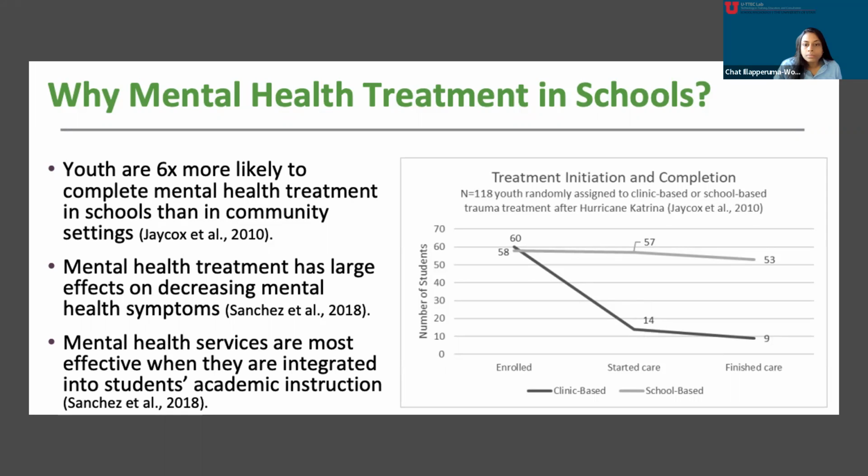So mental health completion rates are obviously much higher in schools than in clinic-based settings. In one study, over 90% of youth served at school completed treatment, as compared to 15% of youth who were served in a community setting. So that's a big increase in treatment completion. This graph further outlines the benefits of being able to provide school-based mental health services, and not only provide, but also provide them successfully.